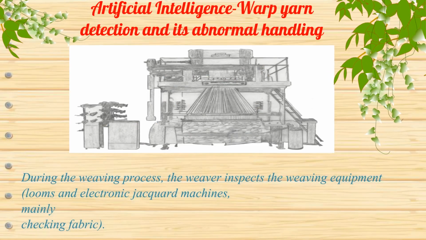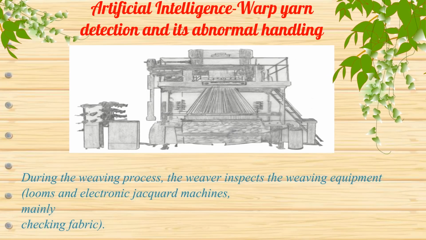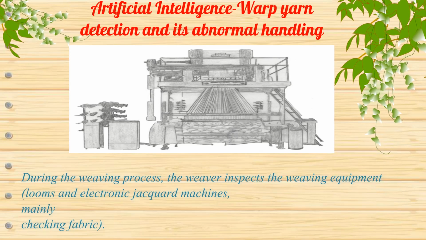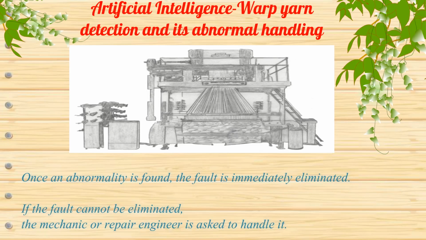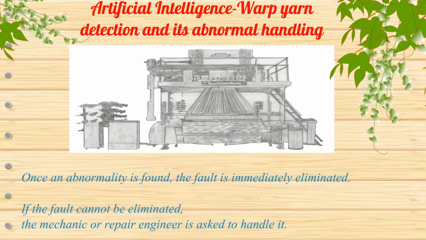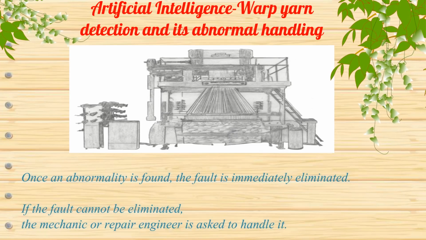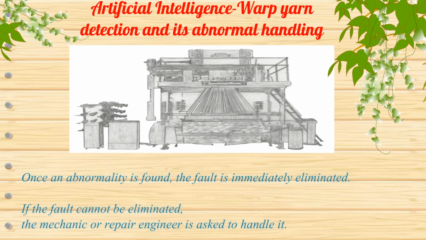During the weaving process, the weaver inspects the weaving equipment, looms and electronic jacquard machines, mainly checking the fabric. Once an abnormality is found, the fault is immediately eliminated. If the fault cannot be eliminated, the mechanic or repair engineer is asked to handle it.